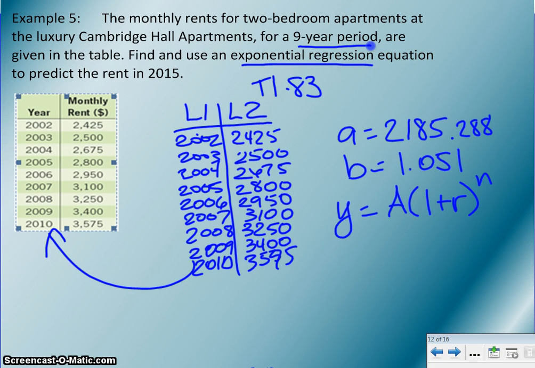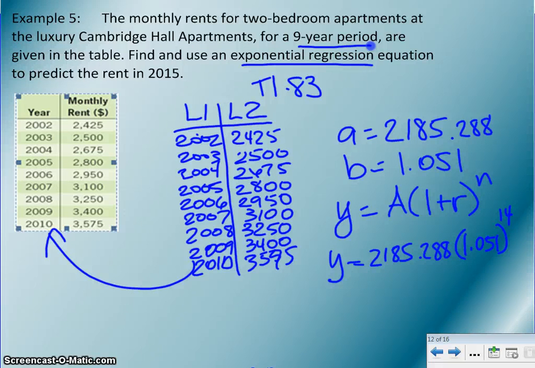So when we plug that in, we get y equals 2185.288 times (1 plus 0.051), or 1.051. I'll go ahead and take off that plus sign. It's 1.051, and it's all to the 15 minus 1, which is the 14th power.